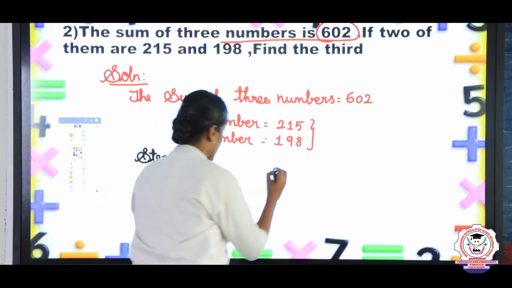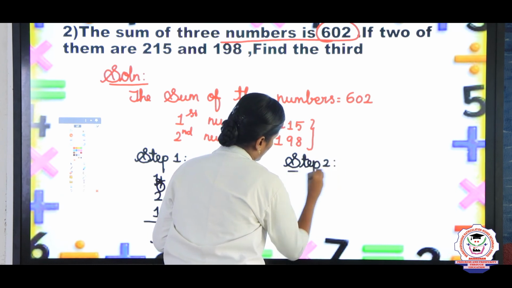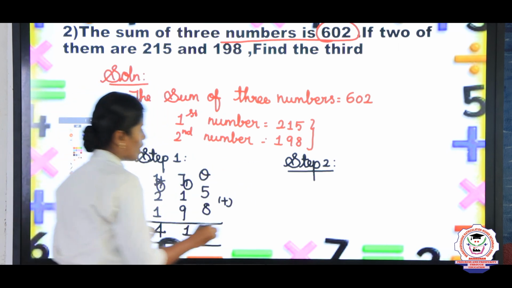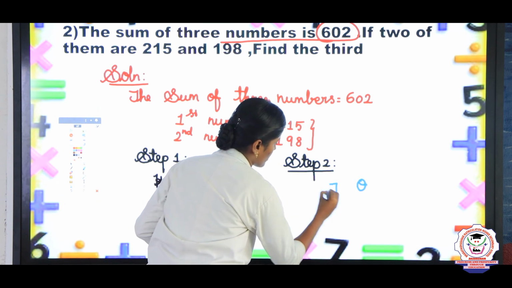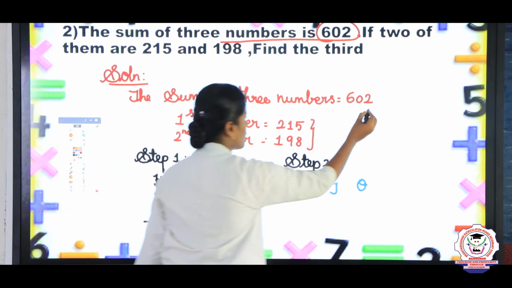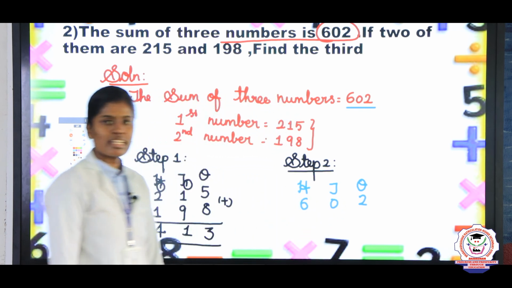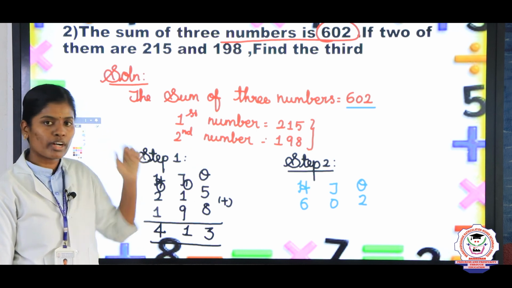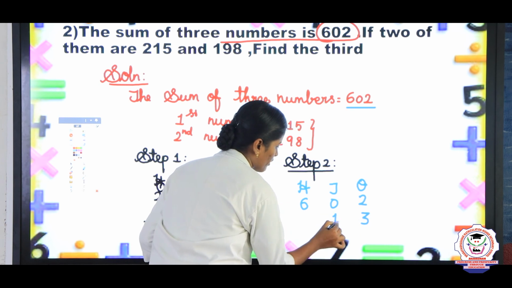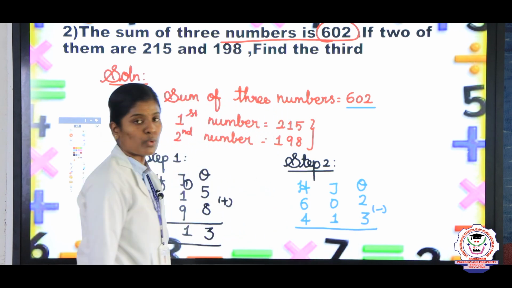Write step 2 equal to. As usual, write the place values: ones, tens, hundreds. Take the sum of 3 numbers. So what is the sum of 3 numbers? 602. Next you will write the step 1 answer. Here we got 413. Write 3, 1, 4. Now you will subtract this. So step 1 is addition and step 2 is subtraction.